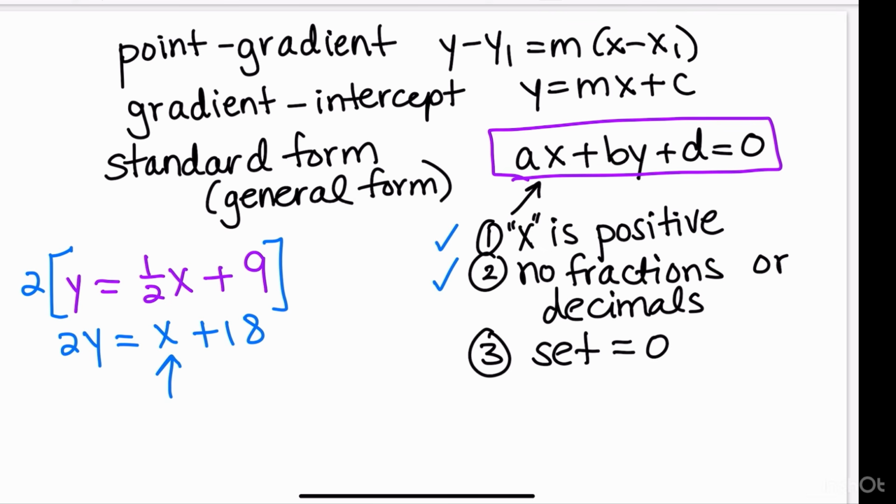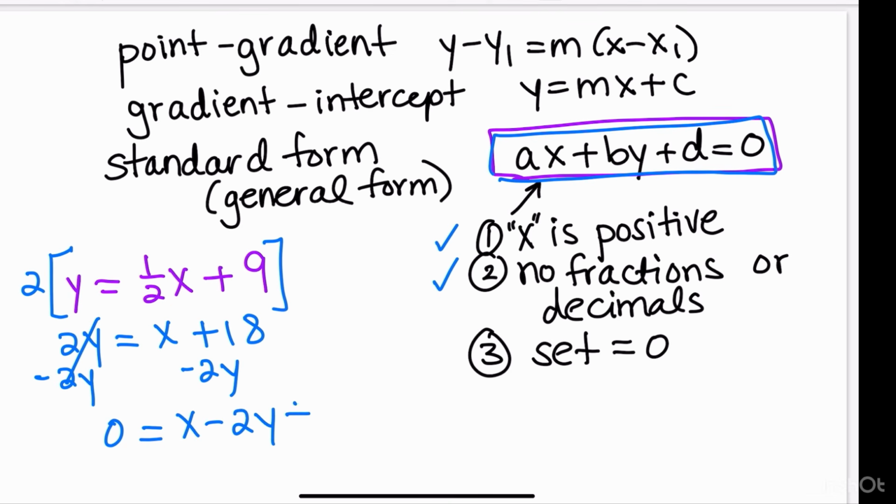So now my x is positive. I have no fractions or decimals. I have to set it equal to 0. And because I want to keep my x positive, I'm not going to move it. Instead, I'm going to move the 2y over. And then finally, I'm going to write it in that same general form that we have just talked about. So I'm going to write x minus 2y plus 18 equals 0.